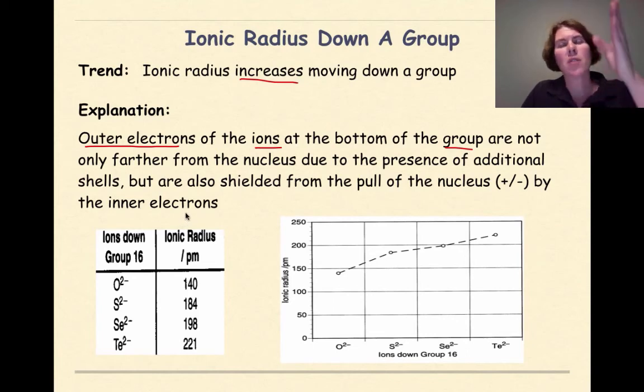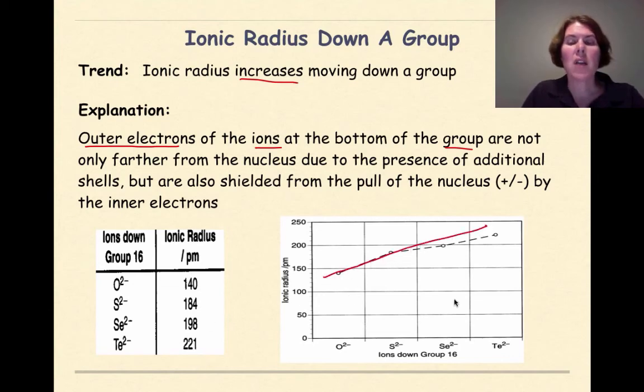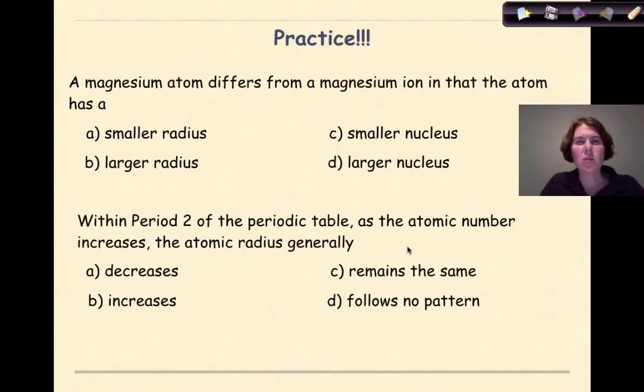So just like we saw with atomic radius, as those outermost electrons were shielded by those inner electrons, same thing happens here. As you go down a group, those electrons get farther away, whether it's valence electrons or just the outermost shell, and the ionic radius is going to increase. So if we look at group 16, going from oxygen to sulfur to selenium to tellurium, as we go down, the ionic radius increases, and we can see that again in a general trend if we look at our graph right here. Now let's do a little bit of practice.